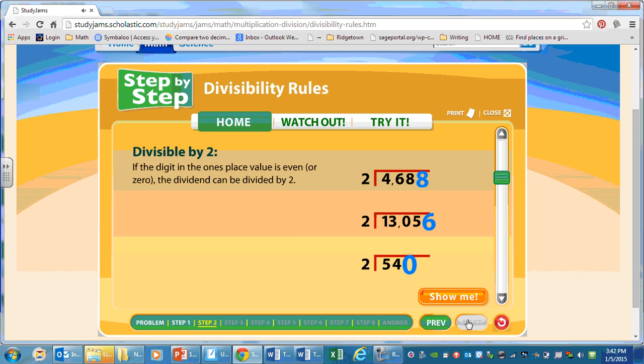If the digit in the ones place is even or 0, the dividend can be divided by 2. We know all these numbers can be divided evenly by 2 because they all end in an even number or a 0.